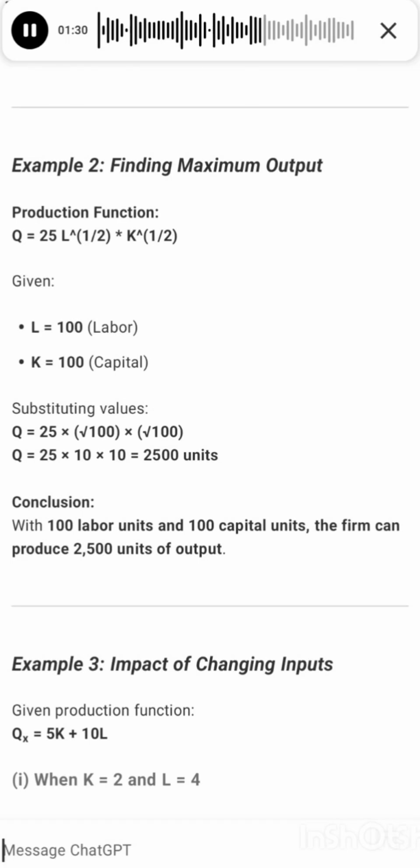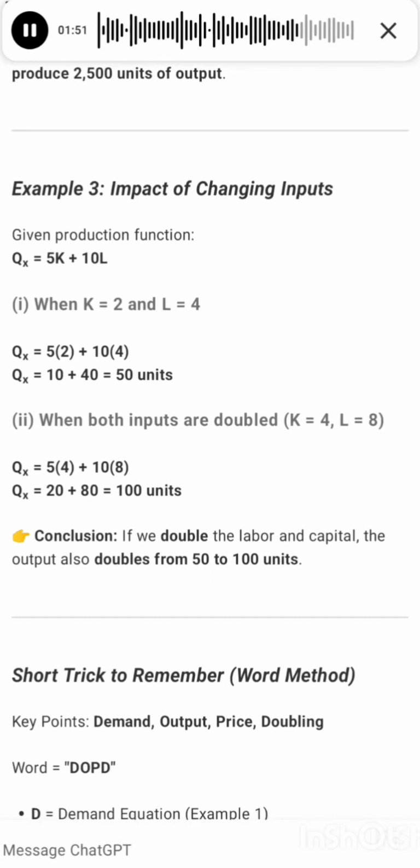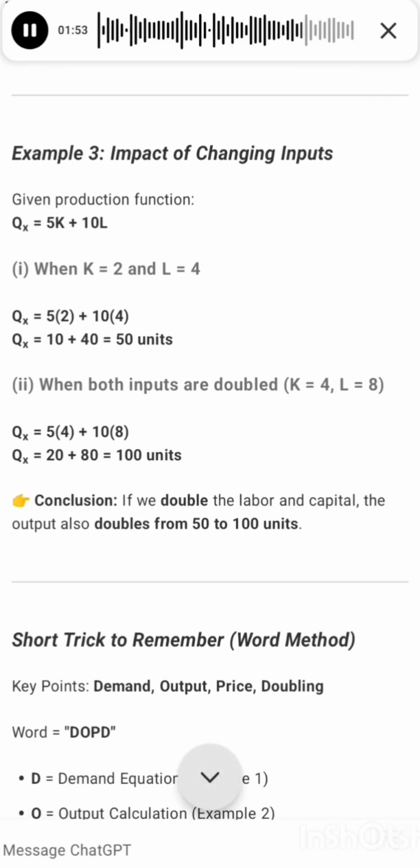Example 3. Impact of changing inputs. Given production function, Q equals 5K plus 10L. When K equals 2 and L equals 4, Q equals 5 times 2 plus 10 times 4, Q equals 10 plus 40 equals 50 units. When both inputs are doubled, K equals 4, L equals 8, Q equals 5 times 4 plus 10 times 8, Q equals 20 plus 80 equals 100 units. Conclusion. If we double the labor and capital, the output also doubles from 50 to 100 units.